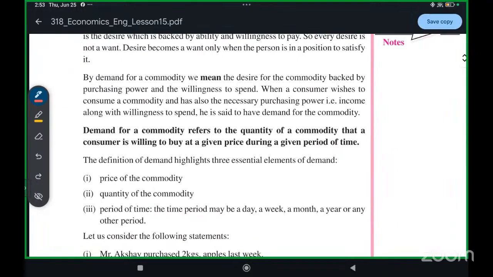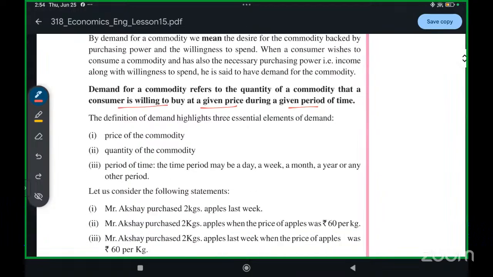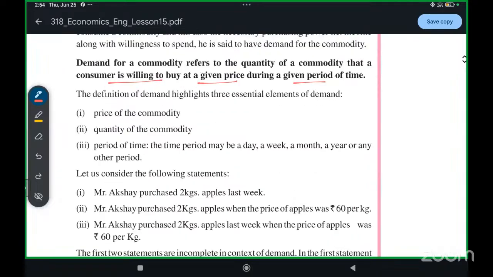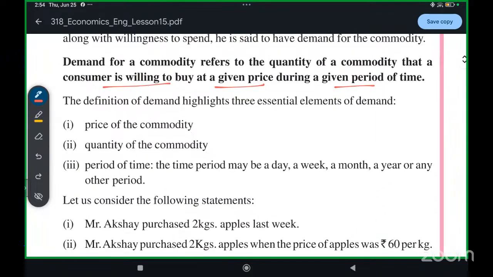Now we started with demand. Demand for a commodity refers to the quantity of a commodity which a consumer is willing to buy at a given price during a given period of time. That is known as demand. There are three essential elements of demand: price, quantity, time period.